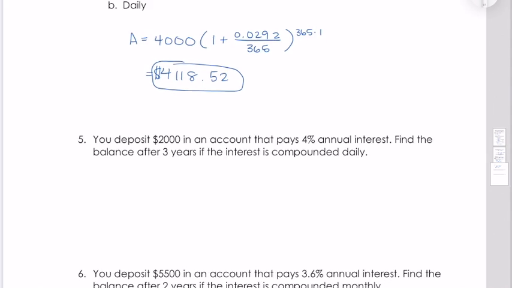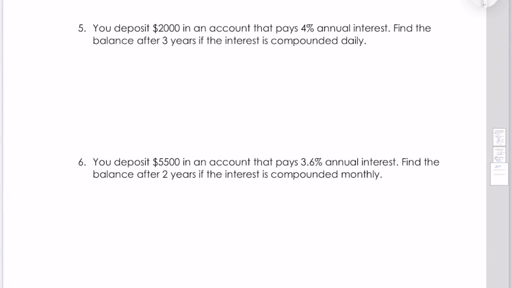I know it's a lot, but y'all can do it. Alright, so you'd make a little more money, about 40 cents more, if you did it compounding daily.